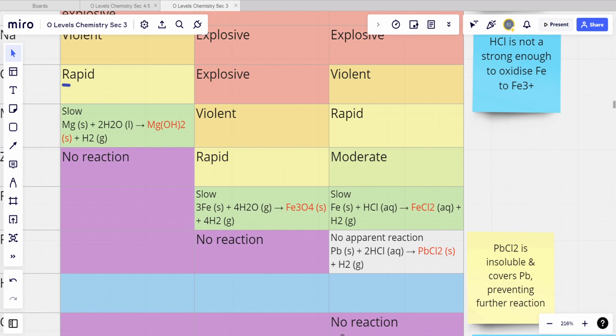Okay, let's go through a quick review of what we did last week. Remember, for rate of reaction, there are some factors that can affect the rate of a chemical reaction. Give me one. Yes, temperature. How does it work? Temperature increases, rate increases. Okay, good.